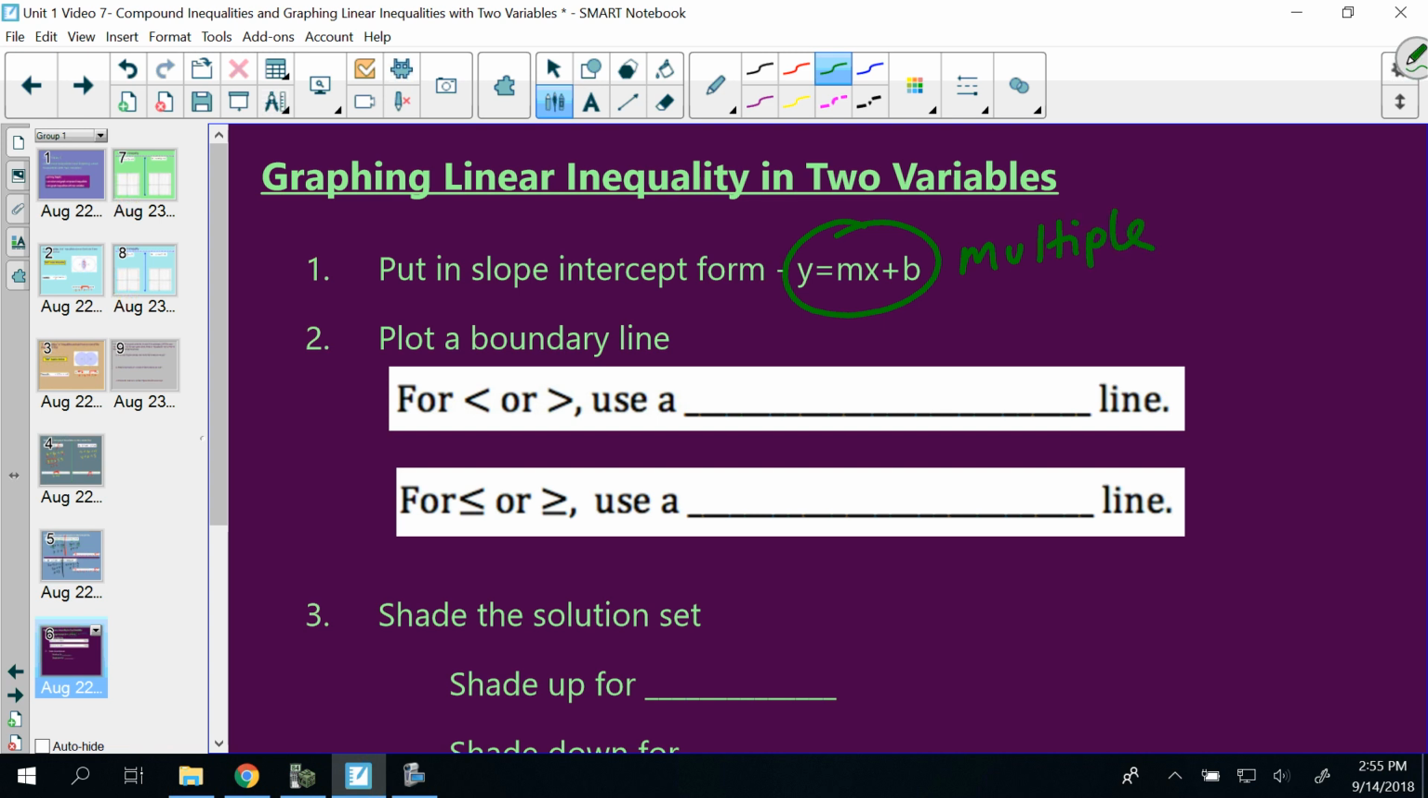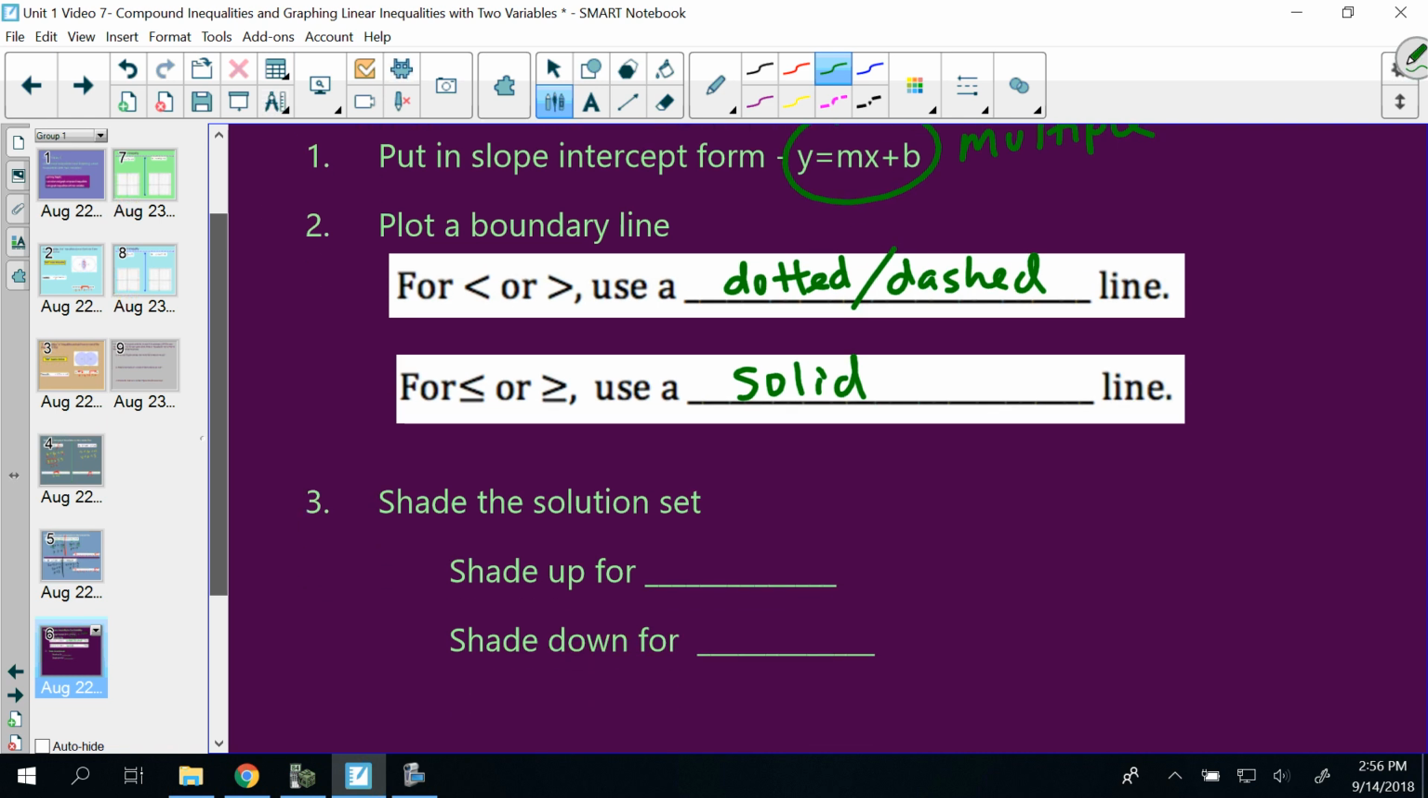When it's equals, it's only the points on the line. Here, it's one side of the line. So our boundary line needs to show whether we want to include the points on the line or not. If it's less than or greater than, then we use a dotted or dashed line. If it's equals to, then we use a solid line like we normally do to show the points on the line are answers. Also, then we got to figure out which side of the line to graph on.